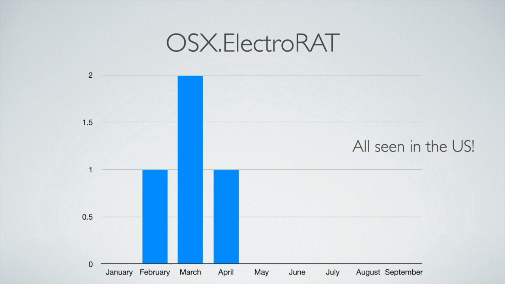So ElectroRAT, we really haven't seen a whole lot of it. We've seen a total of 4 cases, and all of them were in the United States. And as you can see, we haven't seen it since April. So this one, I don't know why it's so small. It's possible that it really was never widely distributed, or it's possible that we just saw the cases that were in the US, and maybe it was more strongly distributed somewhere else where we don't have a strong customer base. We just don't know.